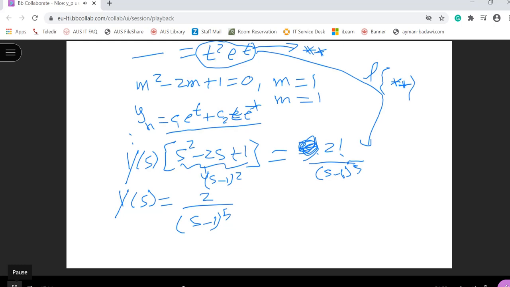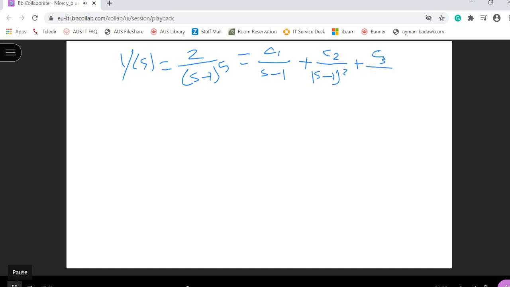Okay? So now, here, what do you do? Look. I end up with Y of S equal 2 over S minus 1 to the 5. I don't care about the numerator. Only stare at the denominator, S minus 1 to the 5. And my fraction, we tell the student, partial fractions, integration in calculus 2: this is C1 over S minus 1, plus C2 over S minus 1 squared, plus C3 over S minus 1 to the 3, plus C4 over S minus 1 to the 4, plus C5 over S minus 1 to the 5.